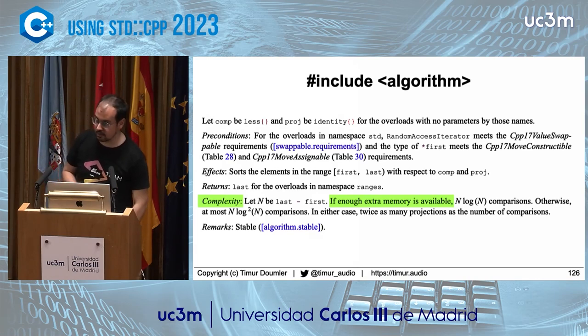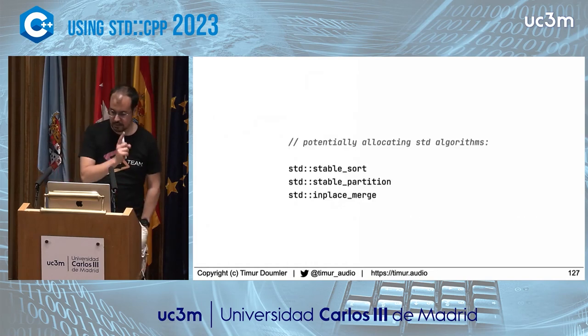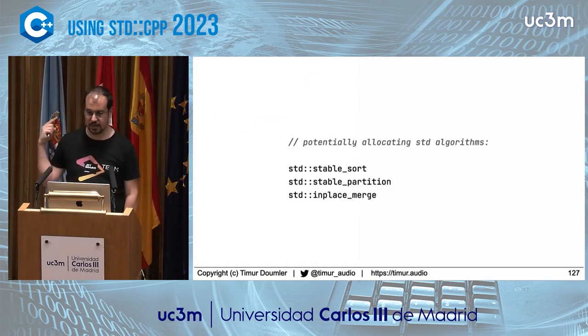There are three algorithms in the standard that have this property: stable sort, stable partition, and in-place merge. Those will do a dynamic memory allocation if you call them, so don't do that on your hot path.